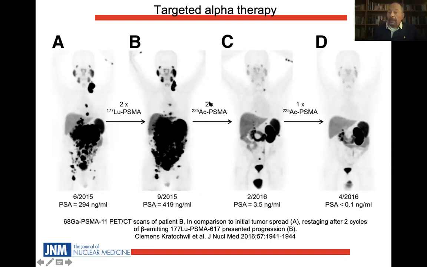But after 2 applications of actinium-225, which is an alpha emitter, you have this situation, and with 1 more, you have now this situation in PET SPECT, and the PSA drops to normal. This is an amazing result that shows how alpha particle therapy can work in those patients where targeted radiotherapy with beta emitters does not work.